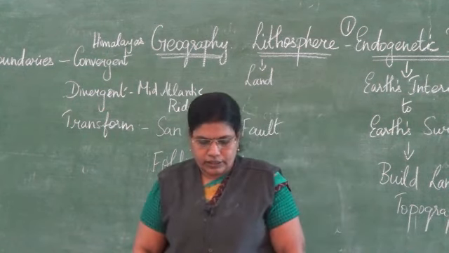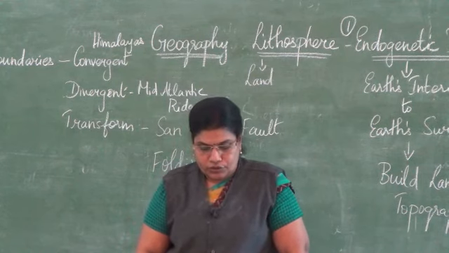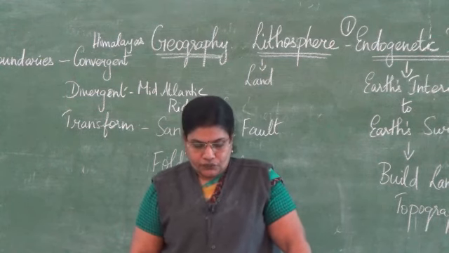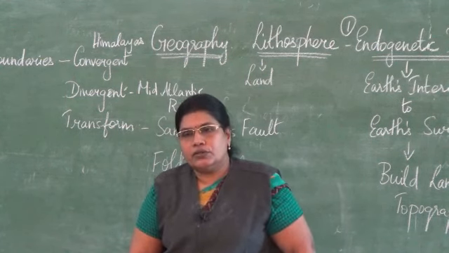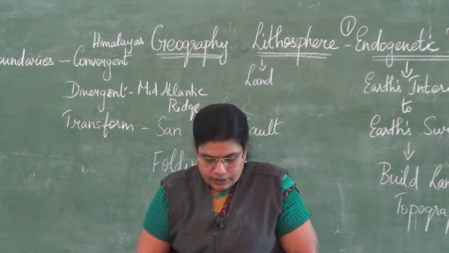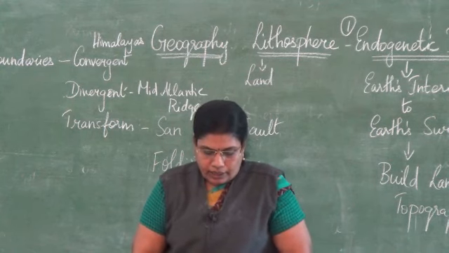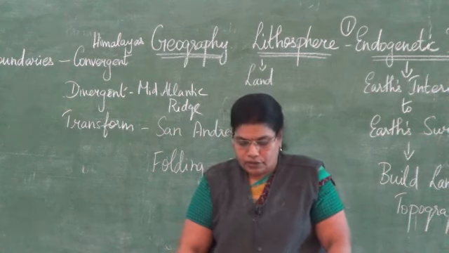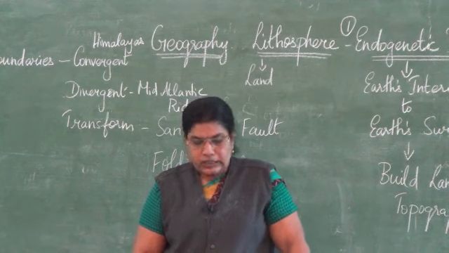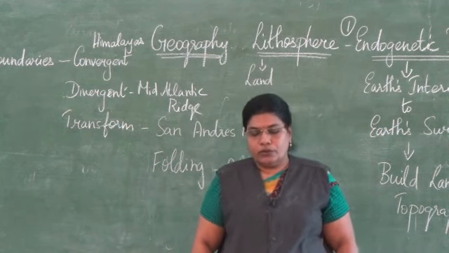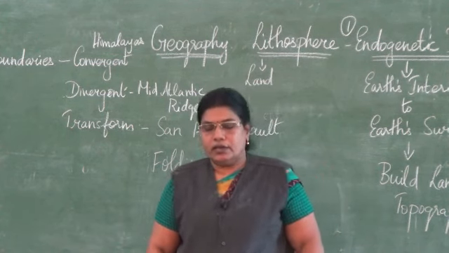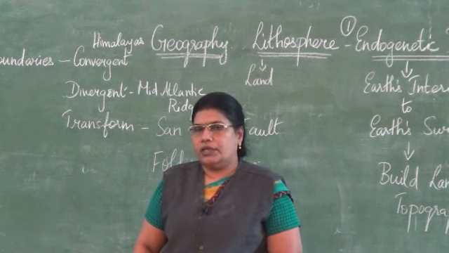According to plate tectonics, the plates are in constant motion at an average rate of a few centimeters per year. It may be very slow. It takes millions and millions of years for plate tectonic movements, and the continents ride on them, moving along. For example, 250 million years ago, the Indian plate was a part of Gondwana land. That is, it was along with modern Africa, Australia, Antarctica, and South America.